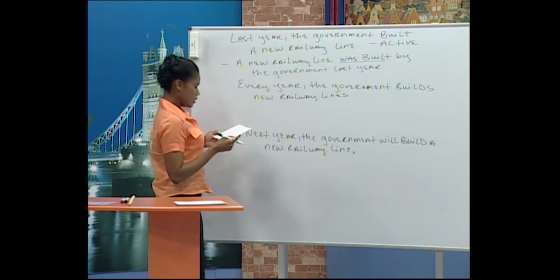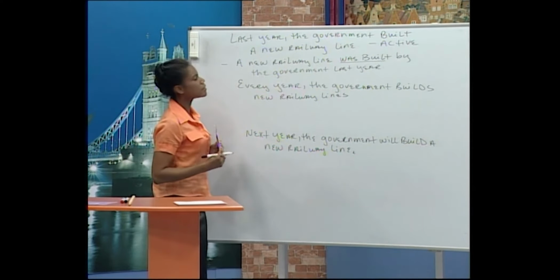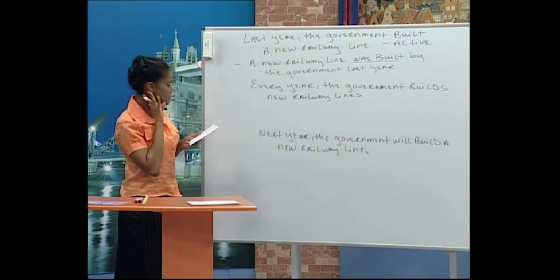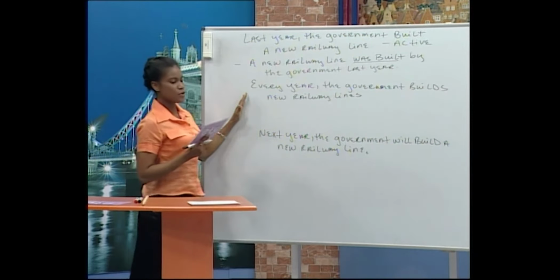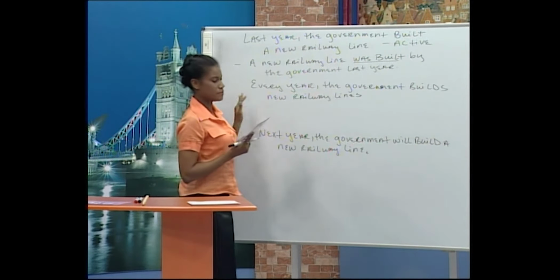Good. Okay, what form is was? It is past of to be. And built? It is the past participle of build. Past what? Past participle. Great. Now for the second sentence, will we use was, Linda? Maybe we can use the present of to be.